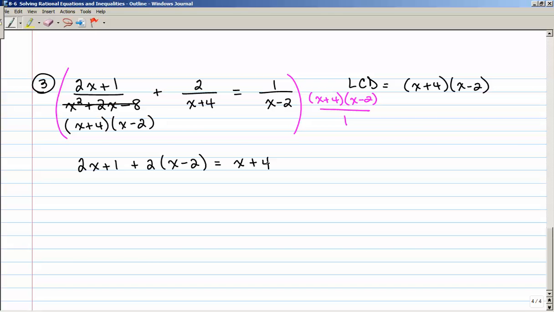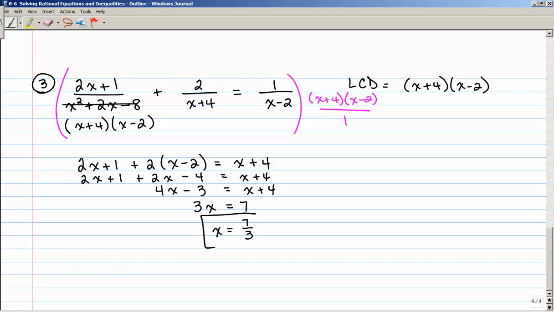And I'm liking the looks of this because I'm not seeing any quadratics. So this is going to simplify into 2x plus 1 plus 2x minus 4 equals x plus 4. Simplifying that, 4x minus 3 equals x plus 4. 3x equals 7, or x equals 7/3. Just a quick look at what x cannot equal. X can't be a negative 4, x can't be a positive 2, no problem. And if you were to use your calculator and plug this back in, you will find that this does indeed check.